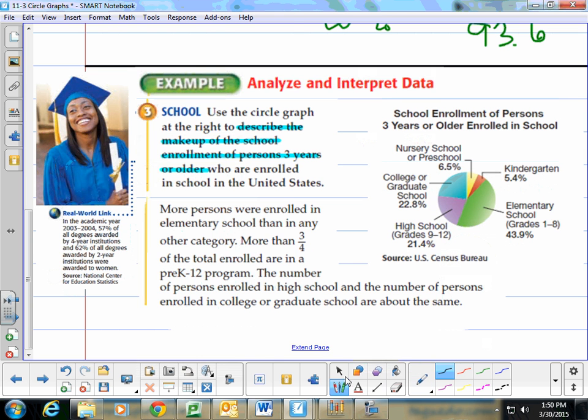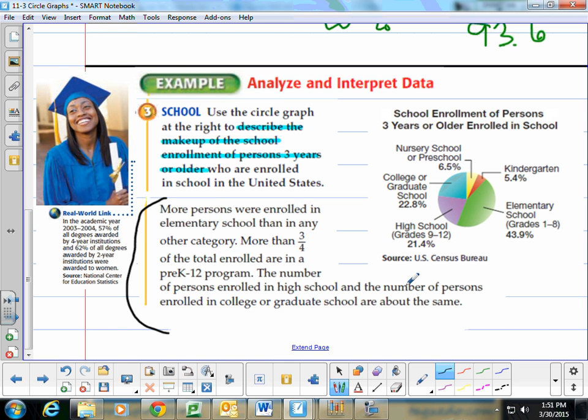And again, interpreting data, if you were to look here, you just have to describe the makeup of a school enrollment. It's not asking specifics like what percent is in kindergarten or how many people that is. It's just saying describe what you see. At first glance, I see that elementary school is almost 50%, but not quite. I see that college and graduate school and high school are similar, and nursery school, preschool, and kindergarten are close in numbers too.